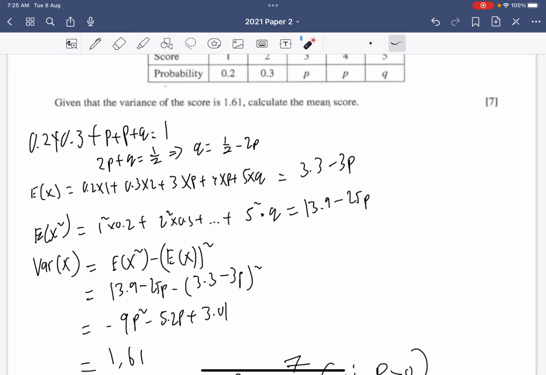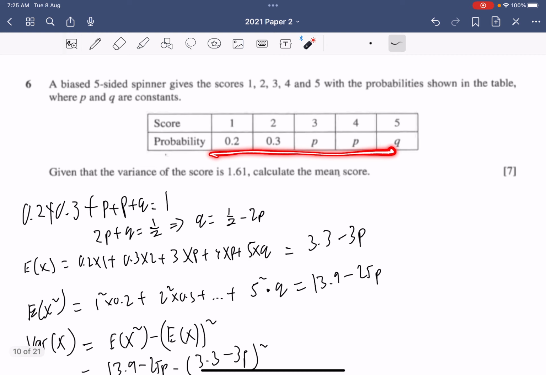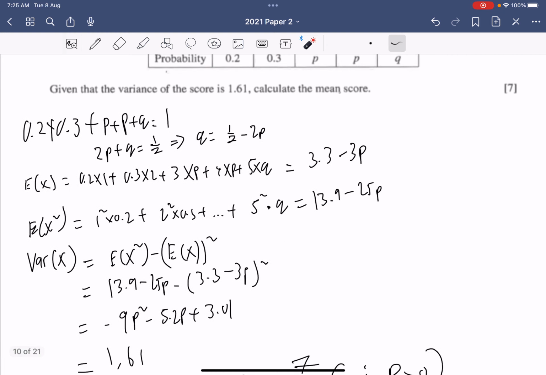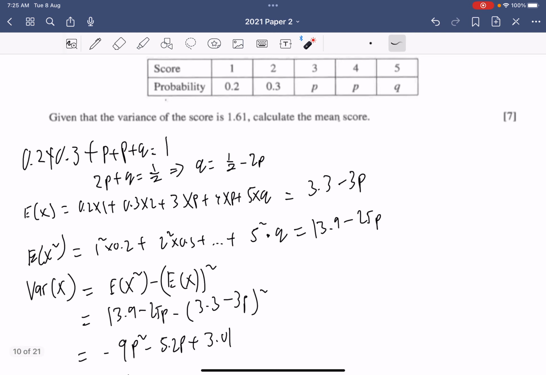So the first equation that we know is that we add all the probabilities up, it has to be 1. So this gives us the equation to write q in terms of p. Next, we find the expectation, which is actually the mean. So we just use the formula. So it's 0.2 times 1 plus 0.3 times 2 all the way.